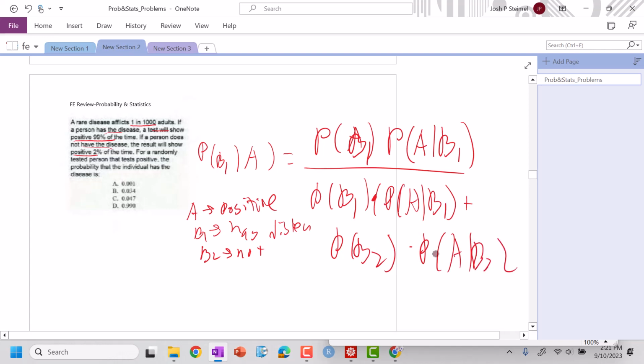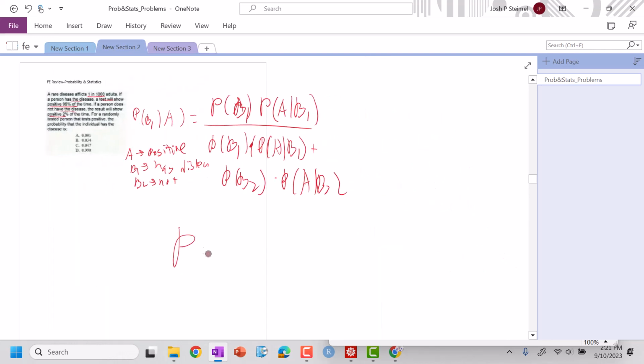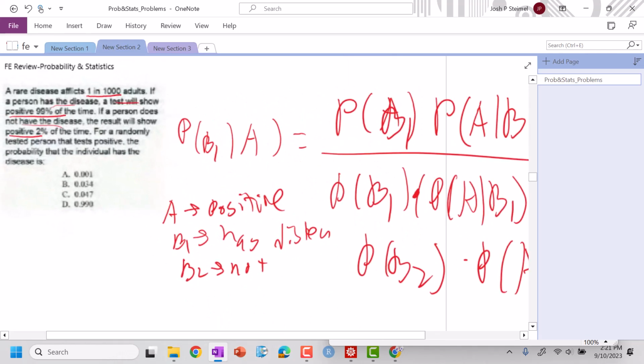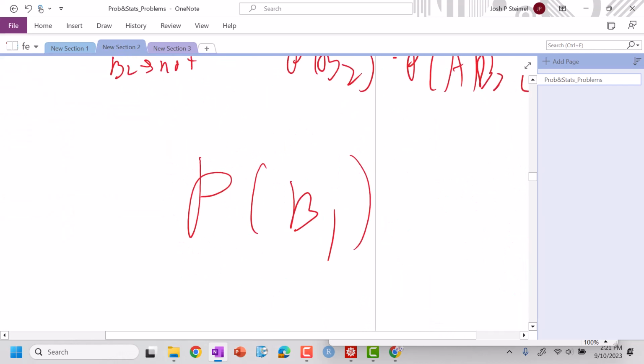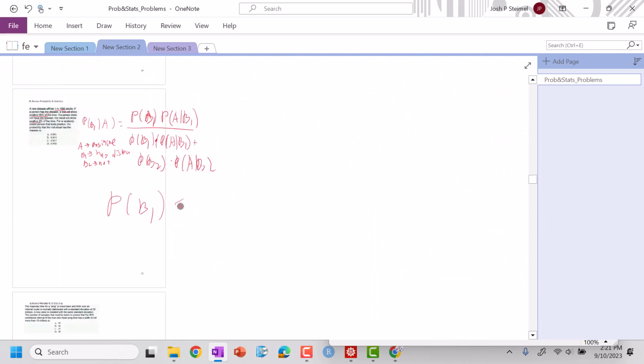So in this problem, probability of B1, so what is the probability that we have the disease? 1 in 1,000. So probability of B1 is 1 over 1,000. The probability that we don't have the disease is going to be 999 over 1,000.